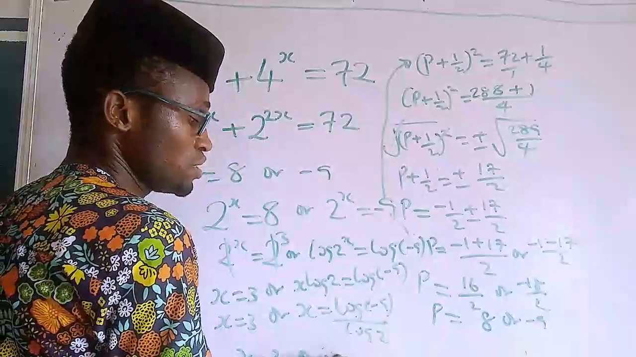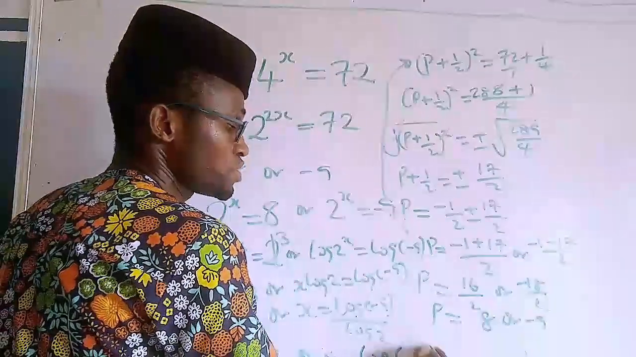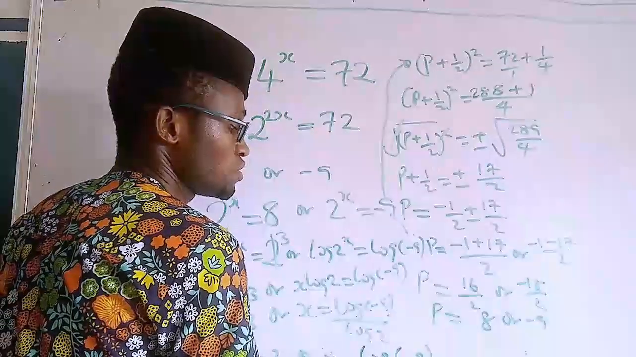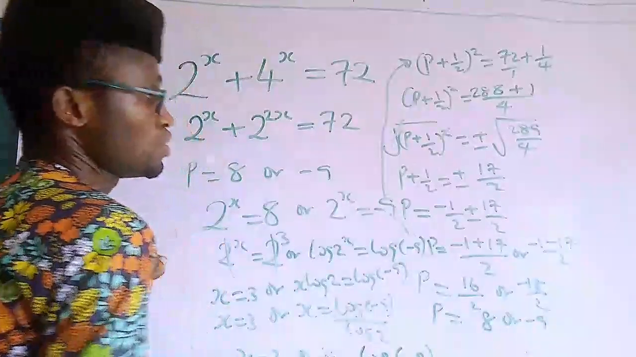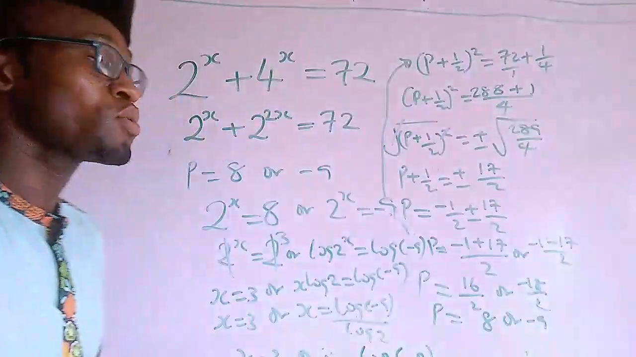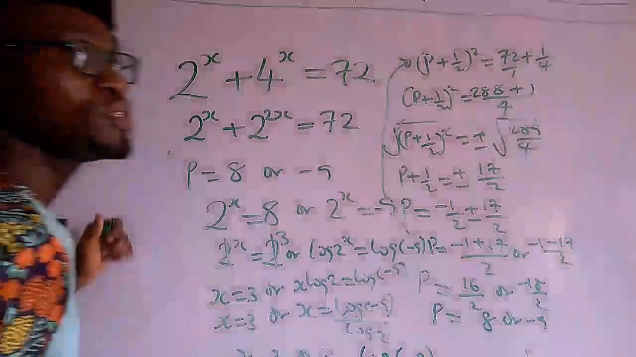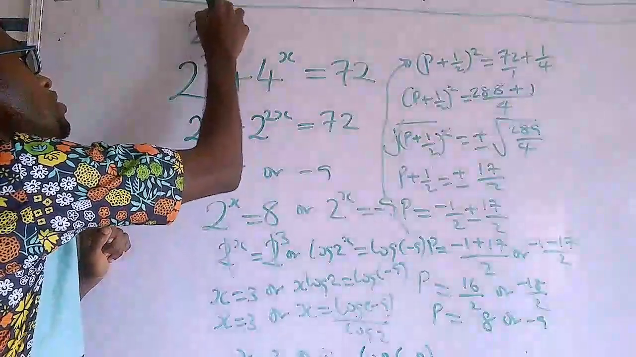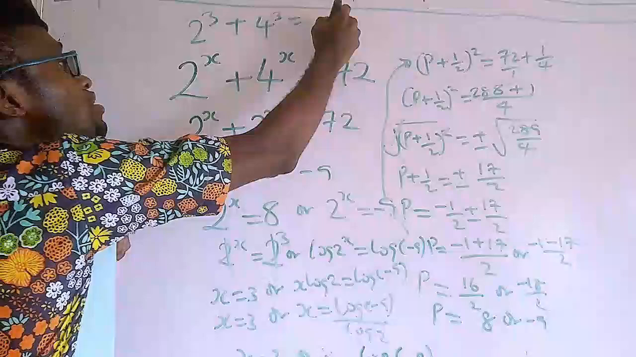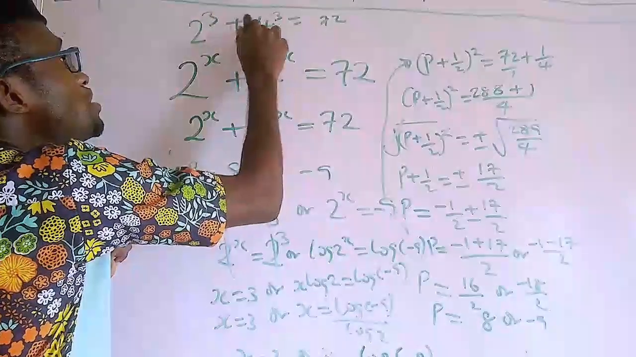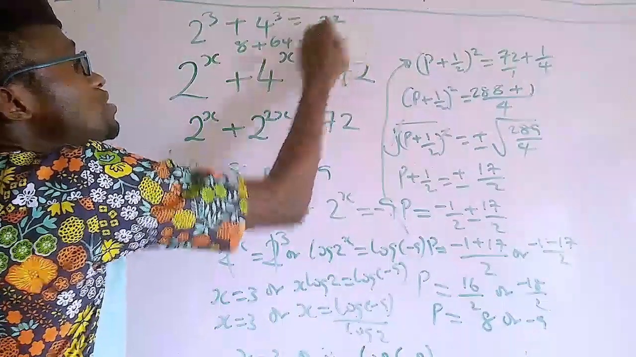So x is equal to this, and what? Log minus 9 all over log 2. So this is our answer. What it means is, if we want to check it, we can say 2 raised to the power 3 plus 4 raised to the power 3 is going to give us 7. But this is 8 plus 64, and that is actually 72.